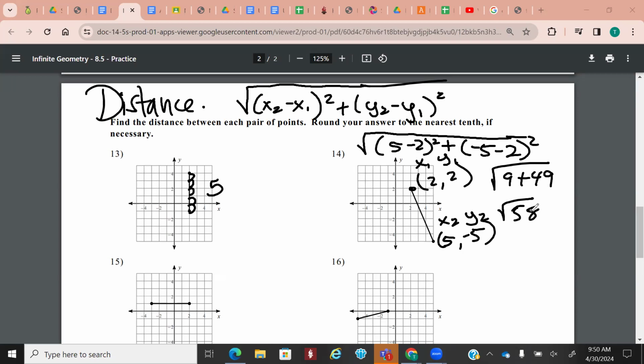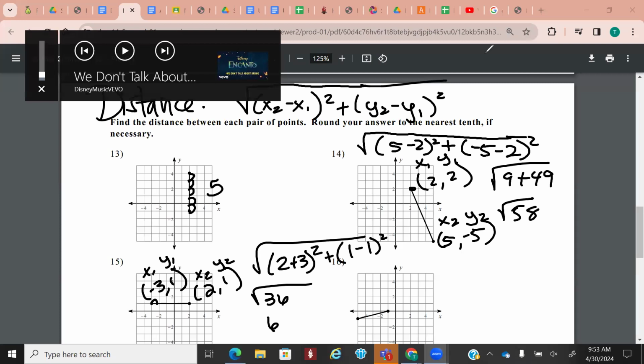Can you try number 15? So identify those 2 points, and plug them into the distance formula. Now, I know that we can count number 15, but go ahead and try it using the distance formula so that you can check yourself. Okay. I got 6. Is that what you got? I got 6. Yes.